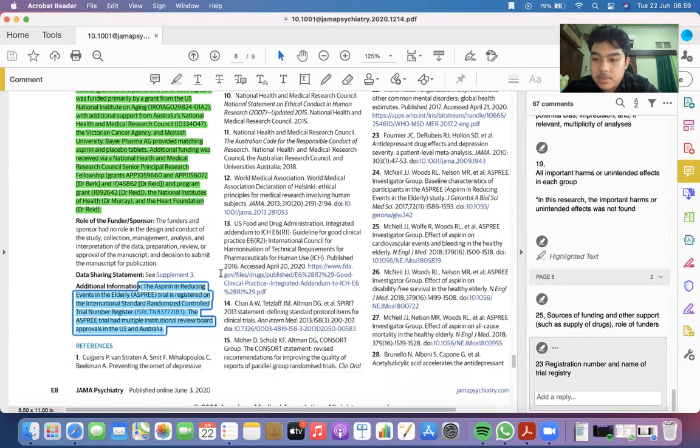The registration number and name of trial registry. The ASPirin in Reducing Events in the Elderly, or ASPREE, trial is registered on the International Standard Randomised Controlled Trial Number registry, ISRCTN 83772183. The ASPREE trial had multiple institutional review board approvals in the US and Australia.